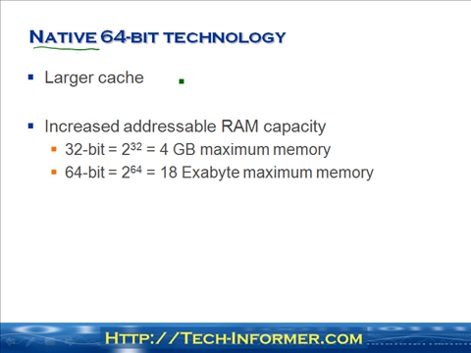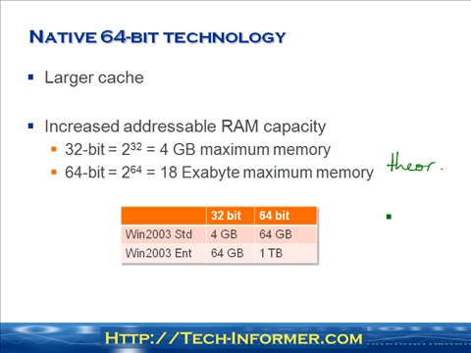Now, part of that means that you get a large cache, and we're going to have a look at what the impact of that is, and it's significant. Then the other thing is the concept of addressable RAM. 32-bit basically means 2 to the power of 32, which enables us to address a maximum of 4 gig of RAM. 64-bit technology enables us to address 2 to the 64, which is 18 exabytes. If you've not heard of an exabyte, that's because it's huge. That's a huge amount of storage capacity. But this is just theoretical.